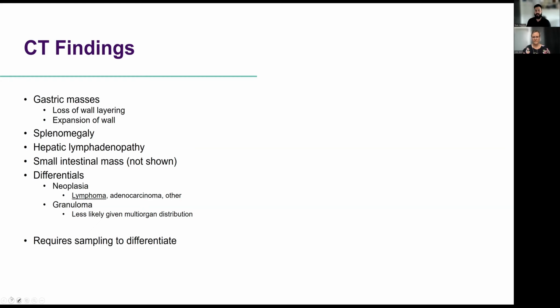We've got neoplasia, and because it's in so many different organs, I'm putting lymphoma at the top of my list, but it could be adenocarcinoma or something else. And then again, a granuloma or something is quite unlikely given that multi-organ distribution.